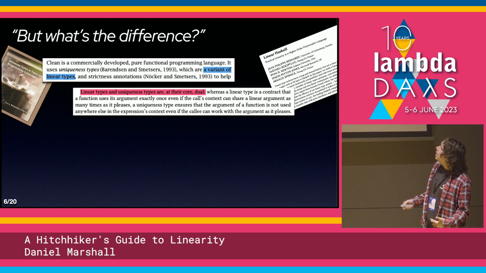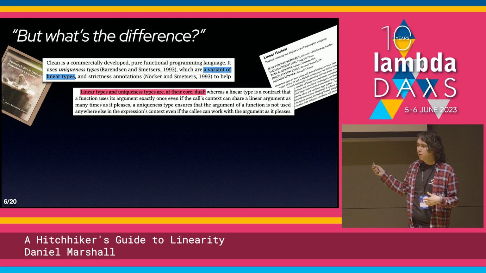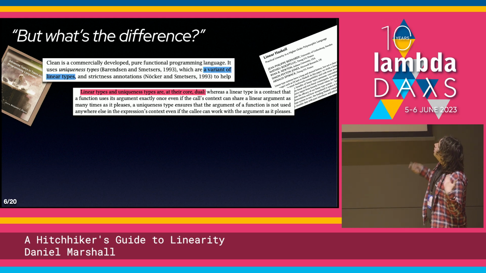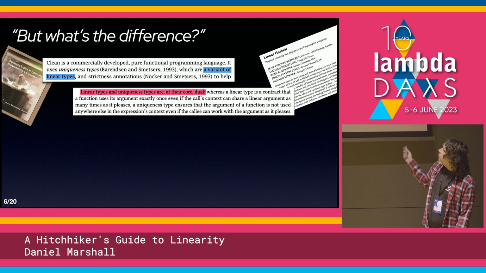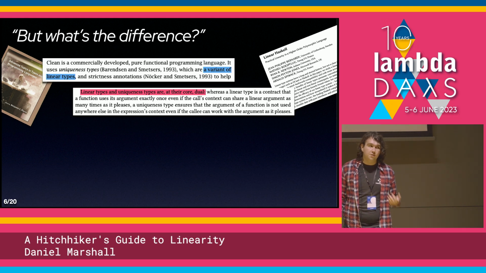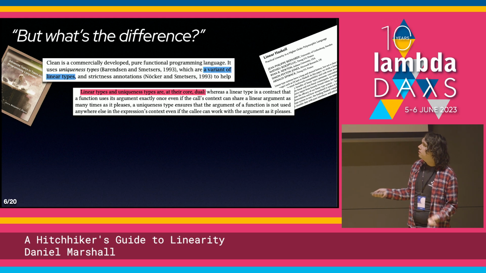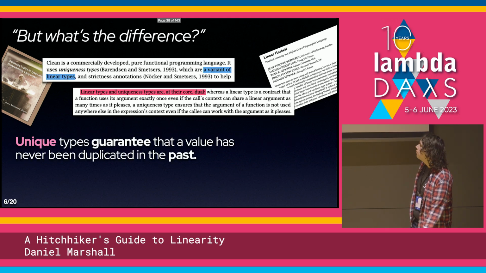So this says that linear types and uniqueness types are at their core dual. And then there's some explanation of what this means about the difference between people who call the function and where the function is calling and so on. I don't think this explanation is maybe the most intuitive, the easiest to grasp the first time you think about these things. So let me tell you the intuitive explanation that makes the most sense to me about what the difference is between these two properties, what different property is holding here.